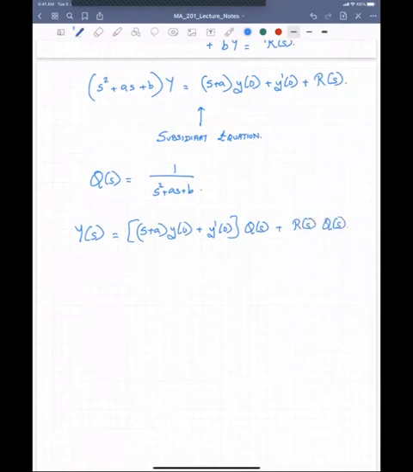So this is it. Now, once you know what this is, basically all you have to do is take the inverse Laplace transform of both sides, and that will give you y of t. That's pretty much the entire methodology. There is nothing much to it.